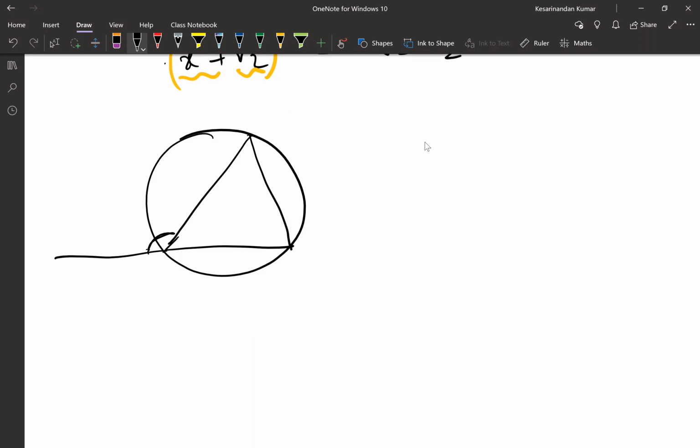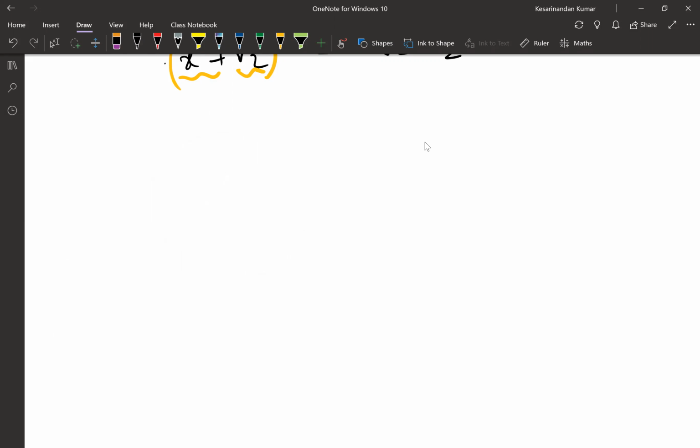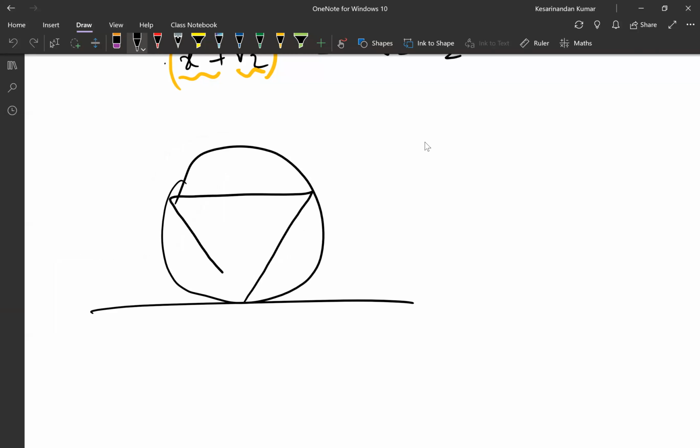Okay, let me draw the diagram in a better way so that you can understand. Let's say this is your chord, this is your circle, and this is your inner triangle. This is the chord, right? This chord subtends this angle at the circle. Now this angle will always be equal to this angle. This is the theorem. There's no big derivation. The derivation is of moderate length, but do remember this formula, guys.